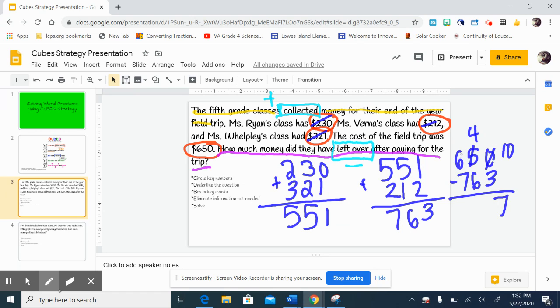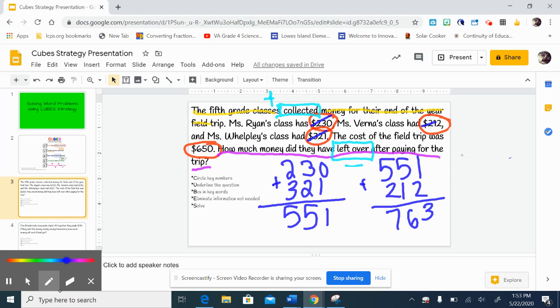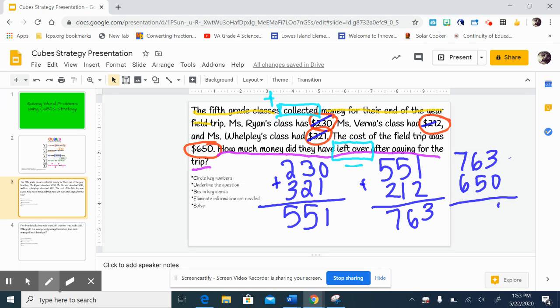Do some borrowing here. Whoops. Bigger number always on top, right? 650. That's better. $113. So they had $113 left over after paying for their field trip.